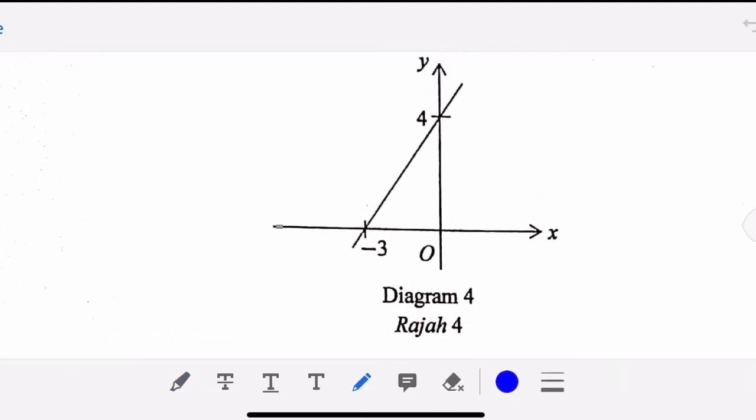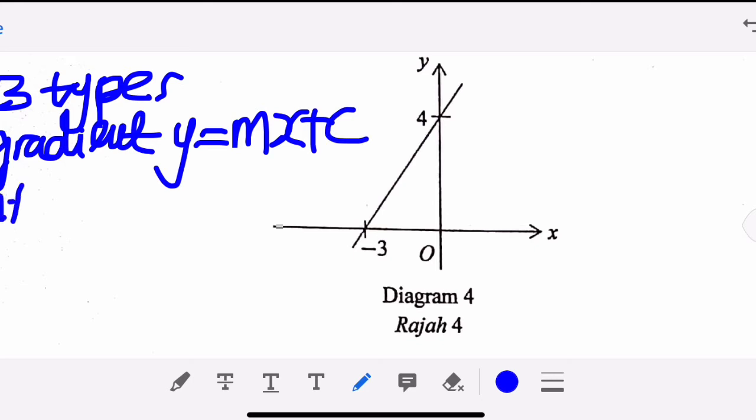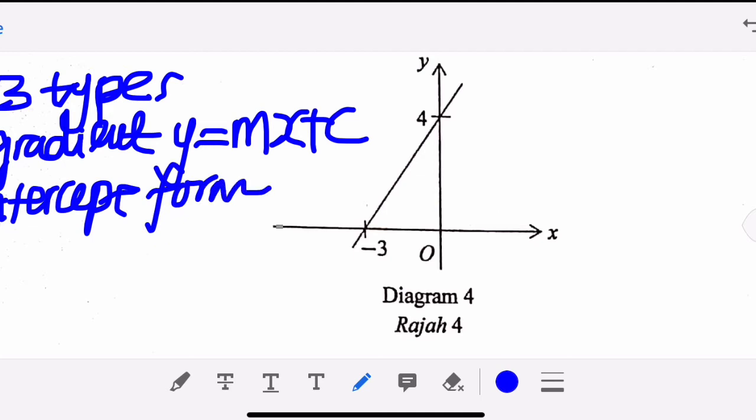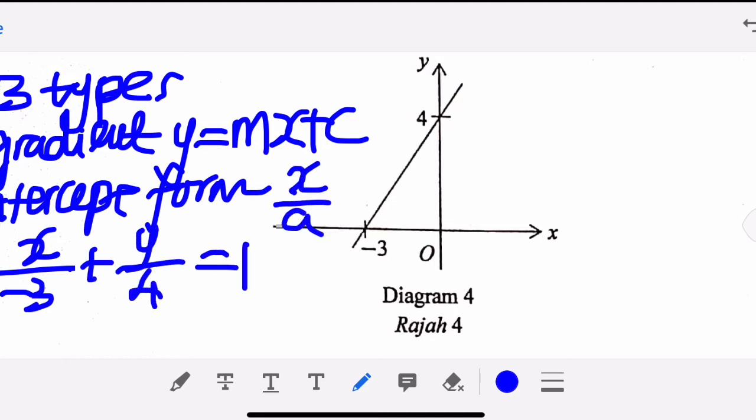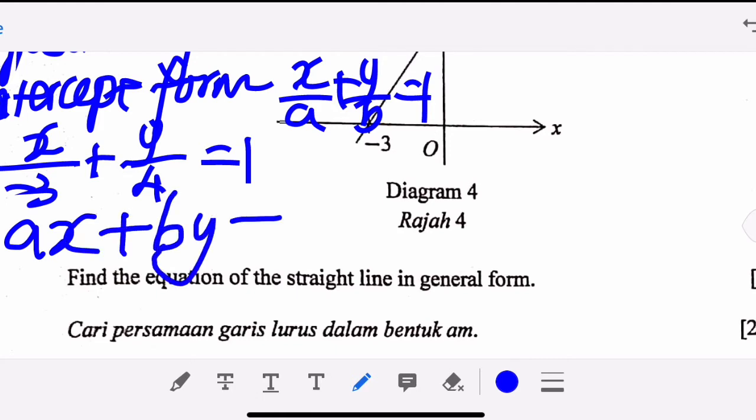Okay, so for equation we have three types of equation. One is gradient form, which is y equal to mx plus c, and we have intercept form. Intercept form, you can read the intercept directly. Like example, this question I can put x over negative 3 plus y over 4 equal to 1. So it's x over a plus y over b equal to 1, intercept form. Then how about general form? General form is ax plus by plus c, and 0 is at right hand side.